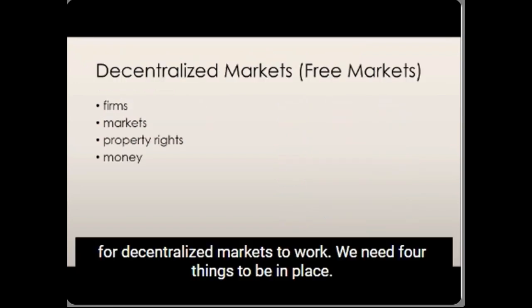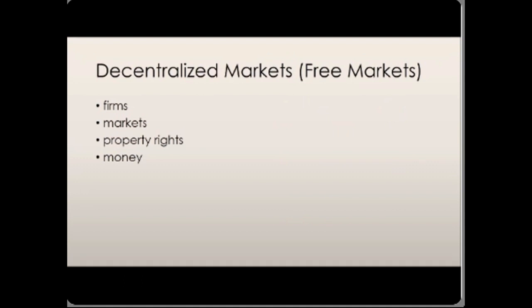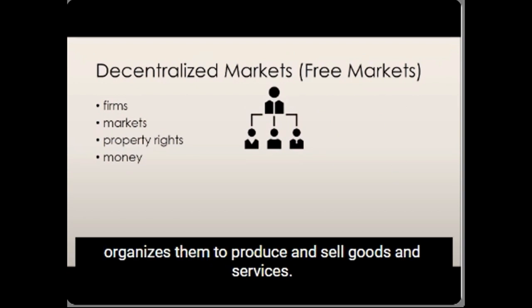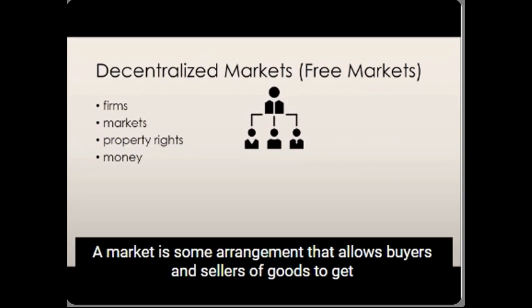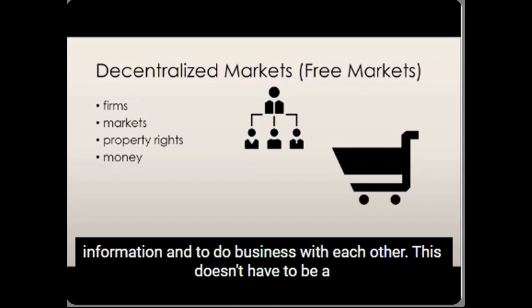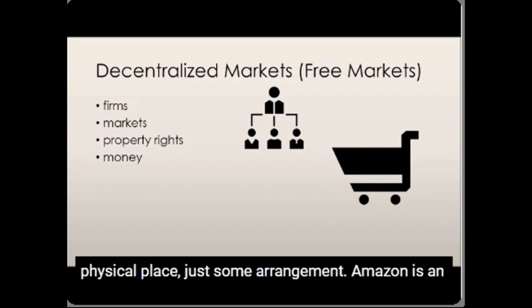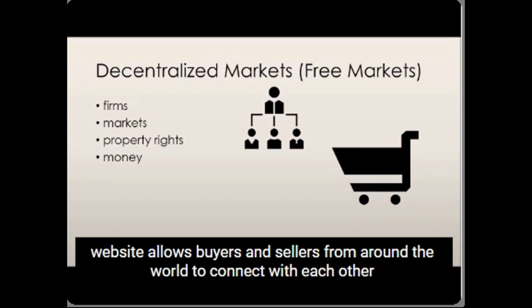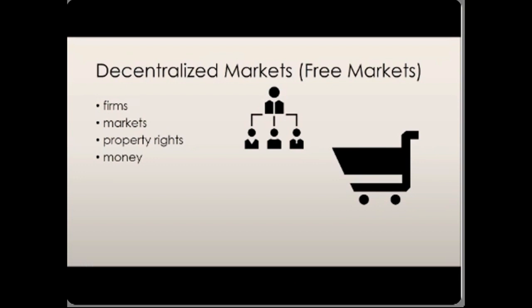For decentralized markets to work, we need four things to be in place. A firm is an economic unit that hires factors of production and organizes them to produce and sell goods and services. A market is some arrangement that allows buyers and sellers of goods to get information and to do business with each other. This doesn't have to be a physical place, just some arrangement. Amazon is an example of a marketplace that does not have a physical location. The website allows buyers and sellers from around the world to connect with each other.